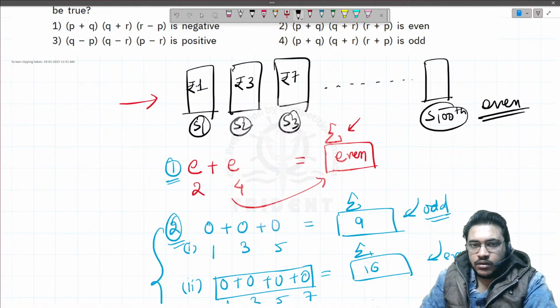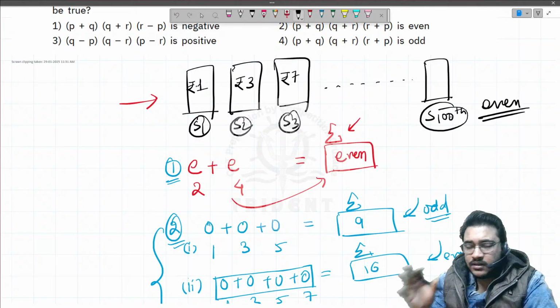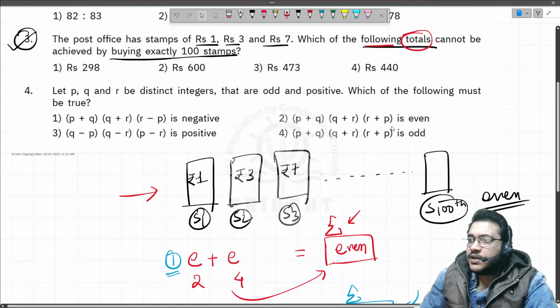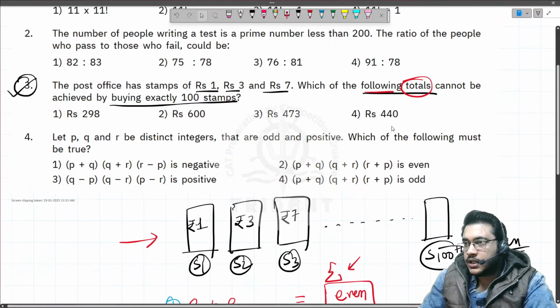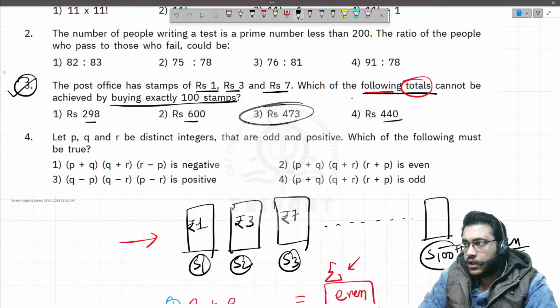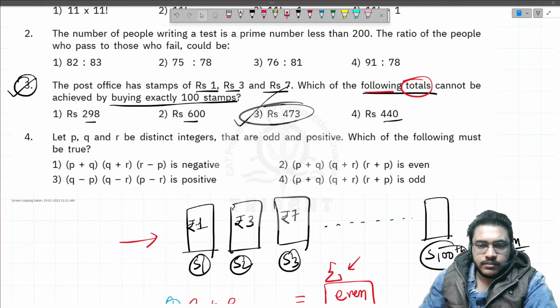Now what that will be, I don't know. It will depend on many things, like which particular stamp you are buying, 7 how many times, 3 how many times. Now that is a different scenario. The point that I'm trying to make is that the summation will always be an even number based on this logic. It can never be an odd number. So out of all the options that I can see, there is only one odd option which cannot be the total, hence it has to be my answer. This is an interesting question.